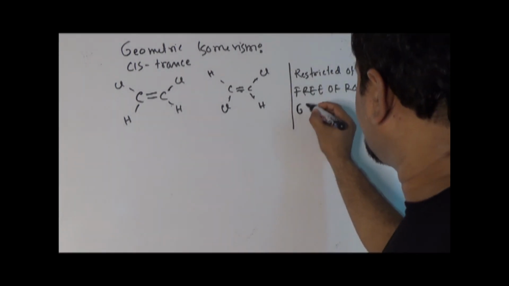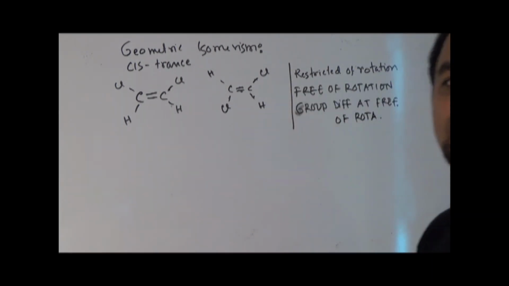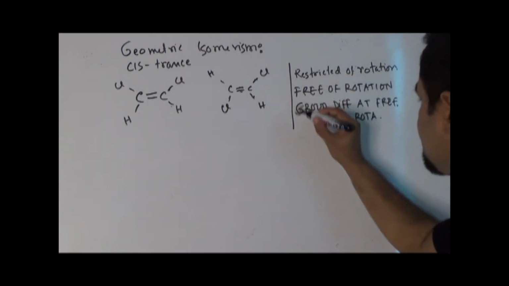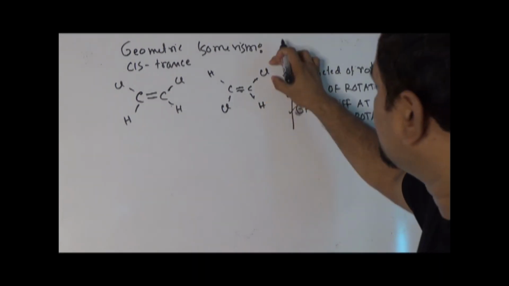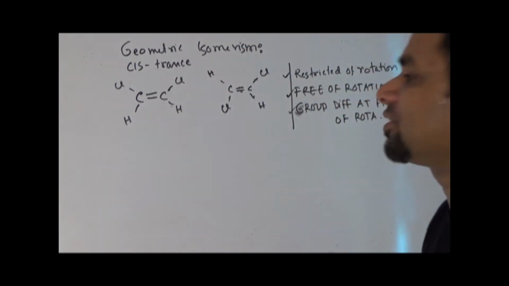Group different, rotation. Restricted rotation, free rotation, and different groups with free rotation. If you see here, these groups are different on the same carbon, different group.